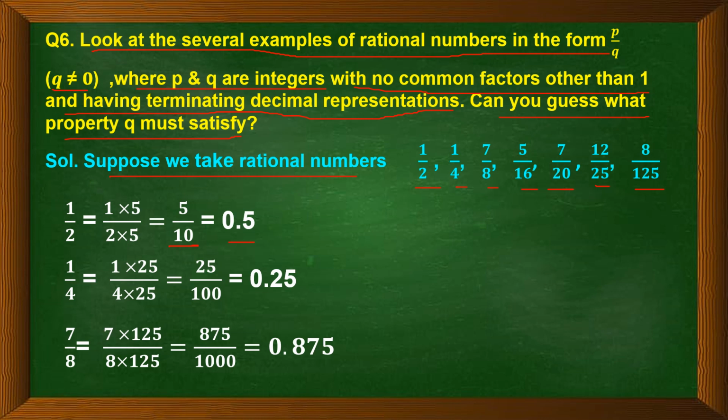Now again, next number 1 by 4. If I multiply 4 by 25, I will get multiple of 10 in the denominator, that is 25 by 100. So 0.25 is the decimal expansion of 1 by 4. 7 by 8, if I multiply by 125, I will get 875 by 1000, which is equal to 0.875. Now again, it is terminating decimal expansion. So if you observe, 1 by 2, 1 by 4, 7 by 8, all I have converted into multiples of 10 in the denominator to make the decimal form easier to calculate. It is coming terminating decimal expansion.